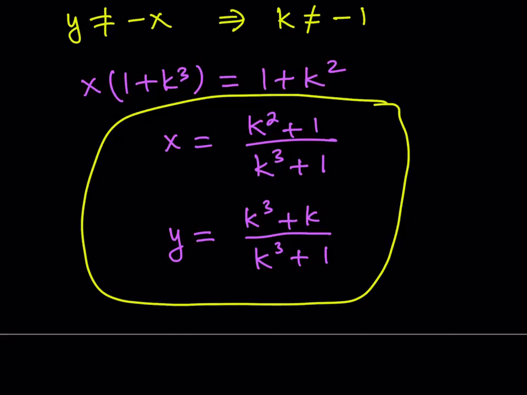So these are going to give us all the solutions in parametric form, which means you can basically change the values of k. And for every value of k, you're going to be getting an ordered pair, which is a solution of this Diophantine equation.